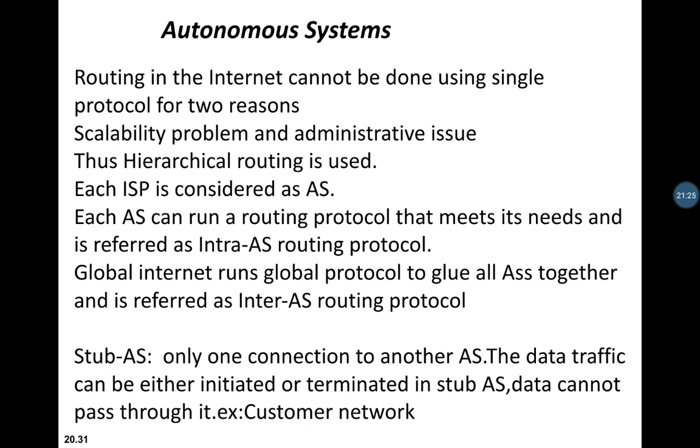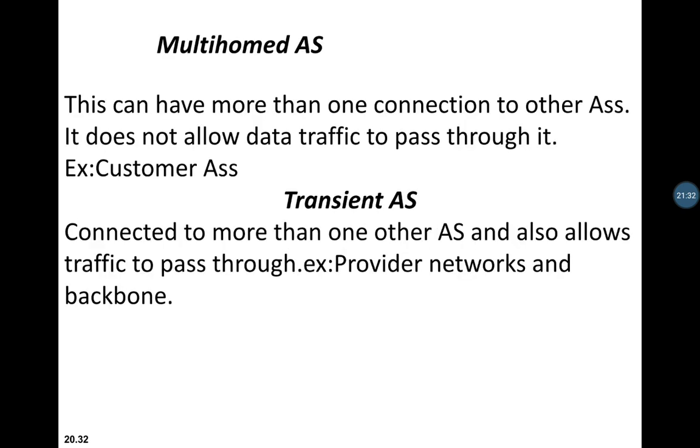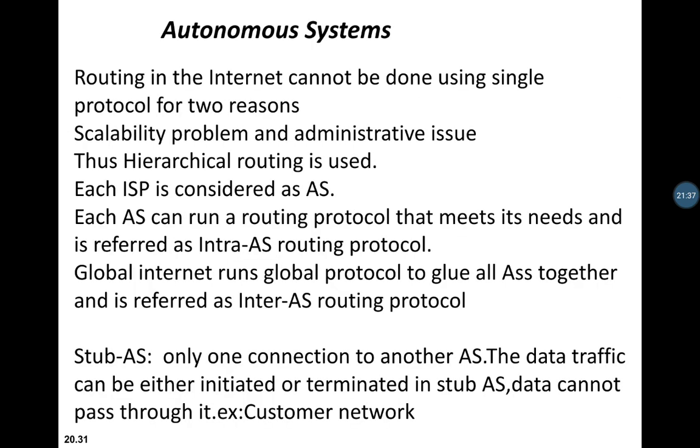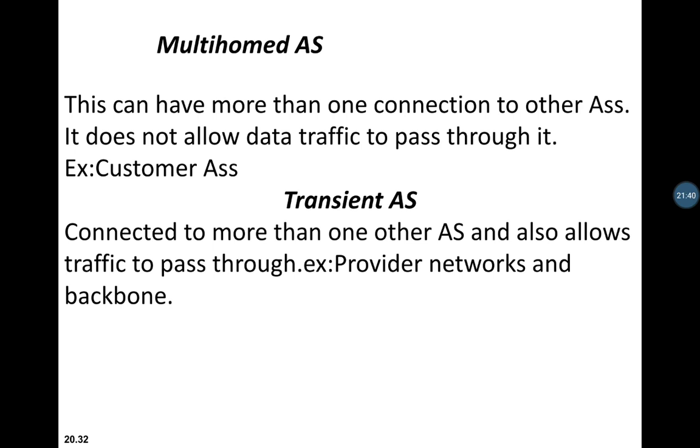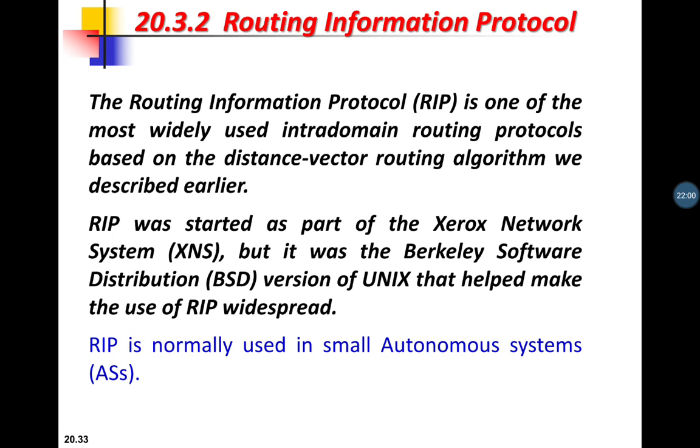In the stub autonomous system, there is only one connection to another. The data traffic can be either initiated or terminated, but data cannot be passed through, which is at the lower level, the customer network. A multi-homed system can have more than one connection to other autonomous systems, but it does not allow data traffic to pass through it. These are also customer autonomous systems. And the transient ones are connected to more than one other autonomous system, and allow the traffic to pass through. Those are the provider networks and the backbone.